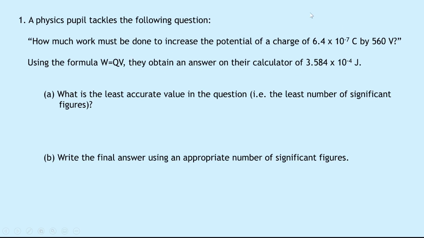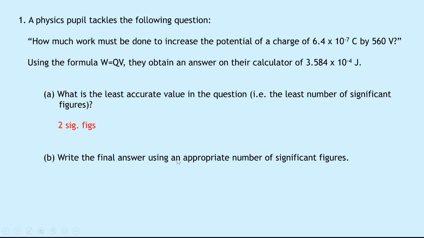So all you do is you multiply the charge by the voltage, those two numbers together, and you get out this number on the calculator. Part A is asking what is the least accurate value in the question, i.e. the least number of significant figures. Well, if we look here, we'll see there's 6.4, that is 2 significant figures, because remember, any digit in scientific notation is going to be a significant figure, and over here, remember, the 5 and the 6 count as significant figures, but the 0 doesn't. So in the question, both of our numbers are to 2 significant figures, so the least number of significant figures must be 2 significant figures.